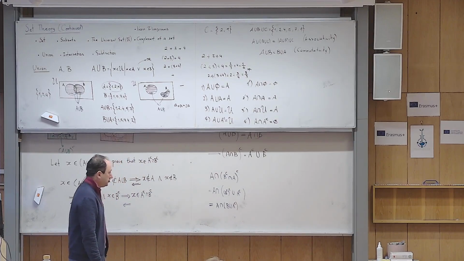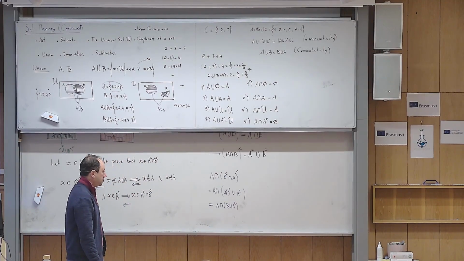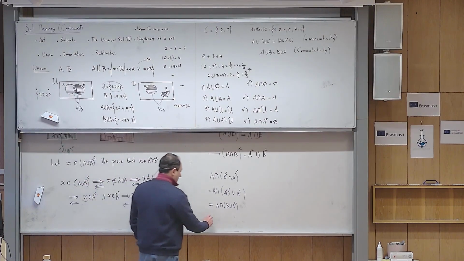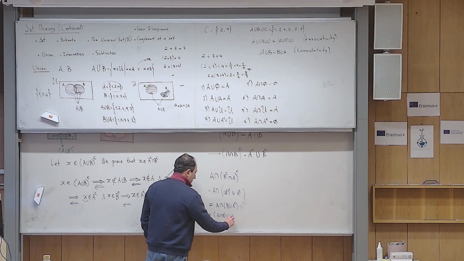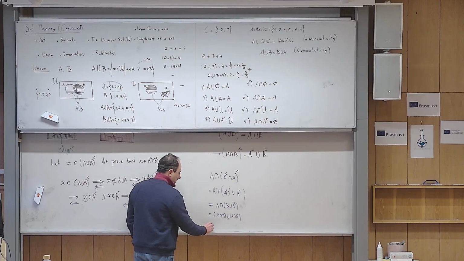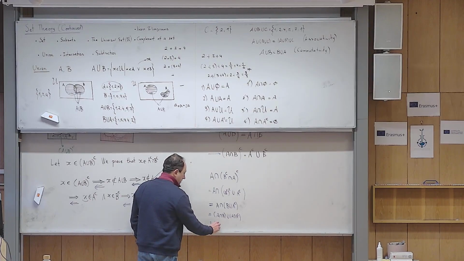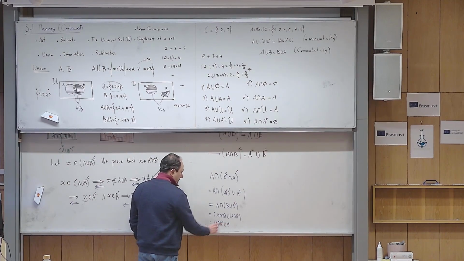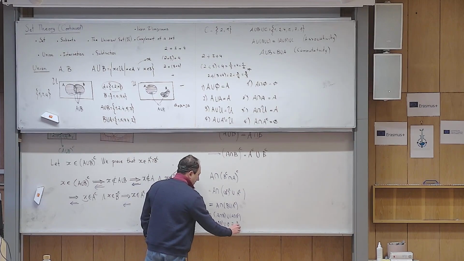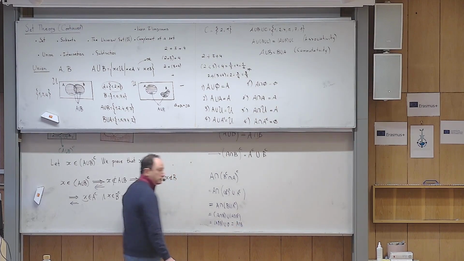Can I go further now? Now I can use the distribution law. So it becomes A intersection B, union A intersection A complement. But A intersection A complement is what? It is the empty set. And every set union with the empty set is equal to itself.